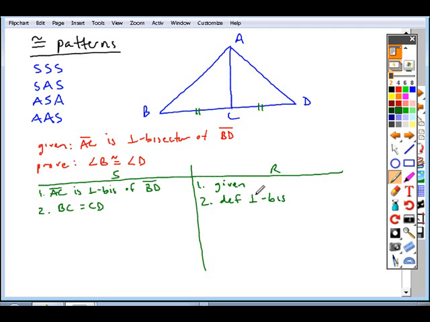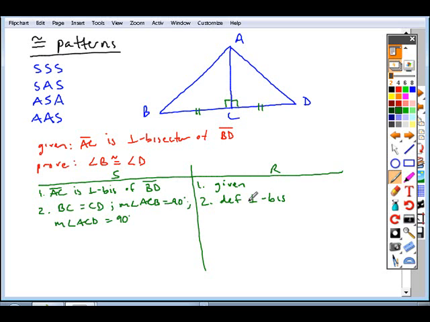Now there's another part to this definition. What does that other part tell us? Not only are those two pieces BC and CD equal, but each of the angles is 90 degrees. So we could also say that because AC is perpendicular to BD, this angle ACB is equal to 90 degrees. And we can also say that angle ACD is equal to 90 degrees. So you have one of two ways to use the perpendicular portion of that definition.